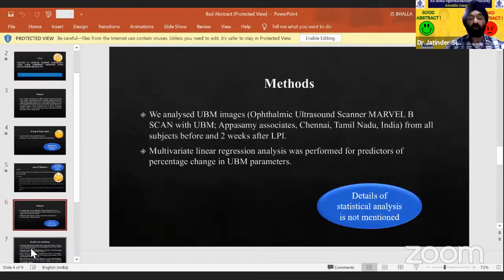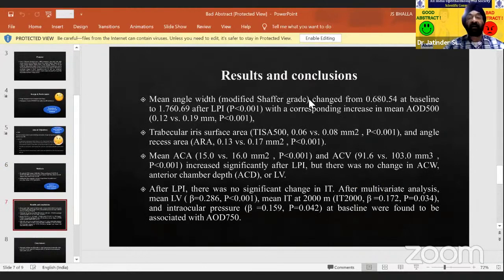And in the methods also, what has been done, although it is accurate, but then if you see the results and conclusion, again, all the parameters like mean angle, the trabecular iris surface area, anterior chamber angle. So the interest of the viewer is totally lost. So only the important parameters like anterior chamber depth, the anterior angle opening distance 500, 750, only the important points which are really significant could have been answered.